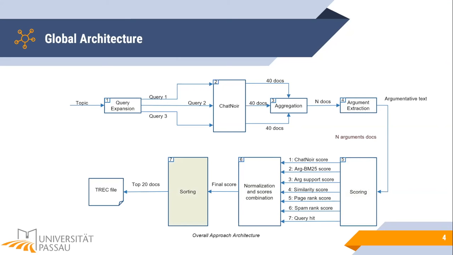Sorting is the last component in our architecture. Its main task is to sort the list of documents decreasingly with respect to their final score and take only the top 20 documents to be inserted in the track file or the output file.